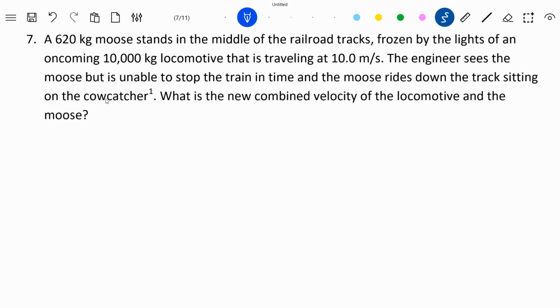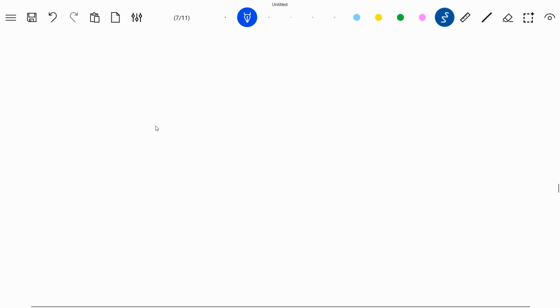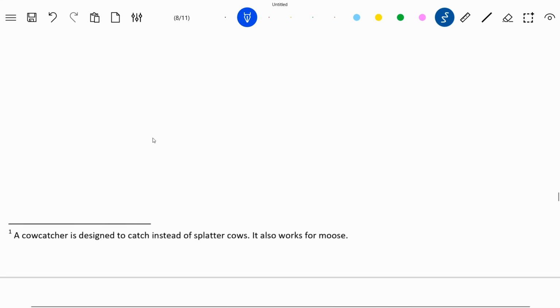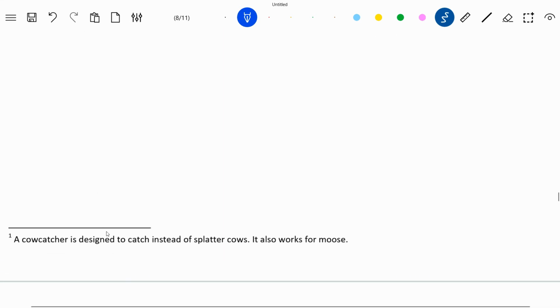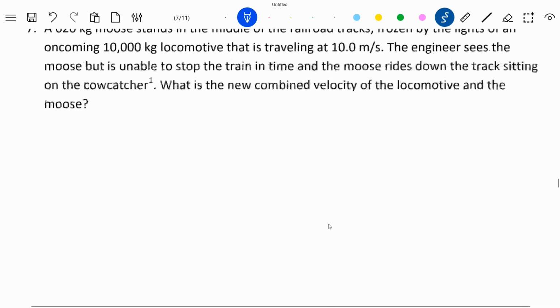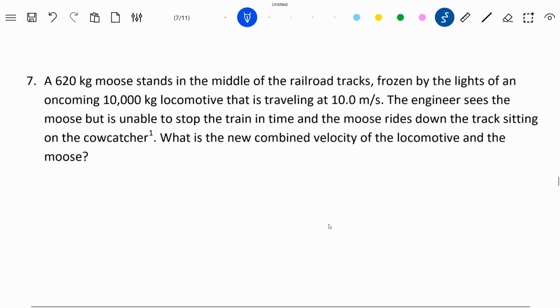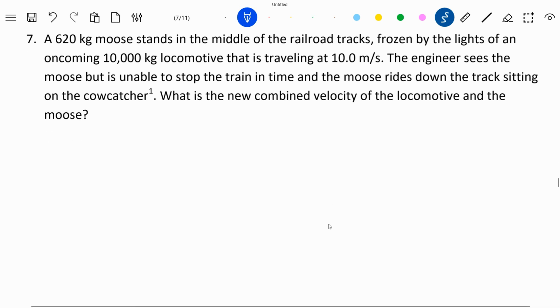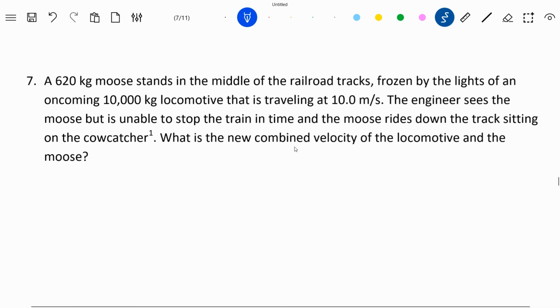Okay, so the cowcatcher, there's a footnote here. I didn't read it, but I saw something. Cowcatcher is designed to catch instead of splatter cows. It also works for moose, so good thing this moose is safe and sound here, having just been struck by a train. Okay, so the engineer sees the moose, and so on. What's the new combined velocity of the locomotive and the moose?